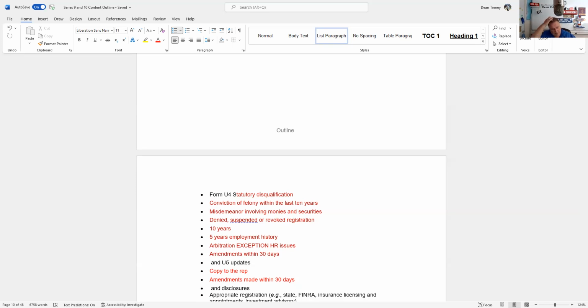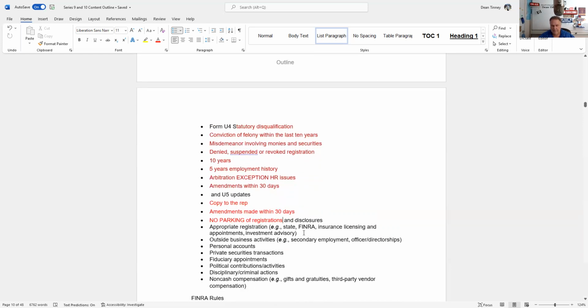And that U5 is important. We're not allowed to park a registration. That's where somebody says, well, Dean, can you hold off on filing that U5 because I don't want that clock ticking? So no parking of registrations. It's embarrassing. Some people don't know that's a no-no. I've seen people say, oh, well, I have my registration parked. You're like, oh man, you don't even know that's a bad thing.